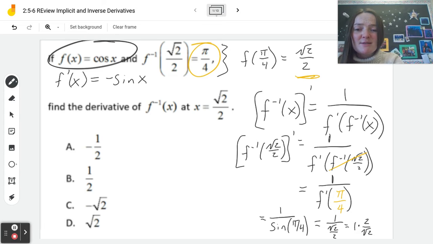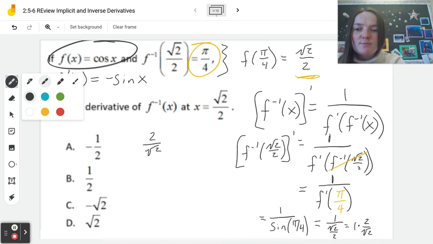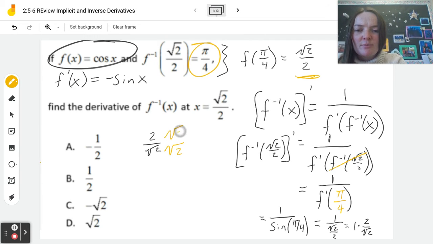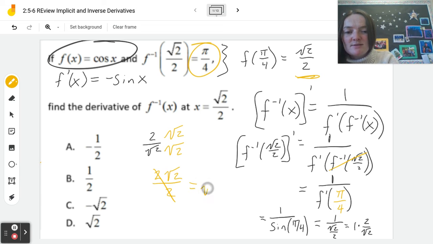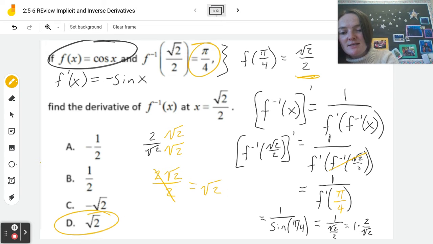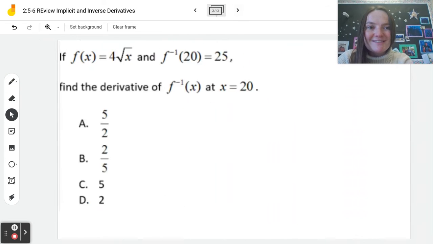Which we probably need to simplify. Right now our answer is 2 over radical 2. Let's rationalize, because if we don't, we might not see the answer in the proper form. If we rationalize, we get 2 radical 2 over 2, and these 2's cancel. What we're left with is radical 2. So the answer here is D, radical 2. All right, let's go on to the next one.